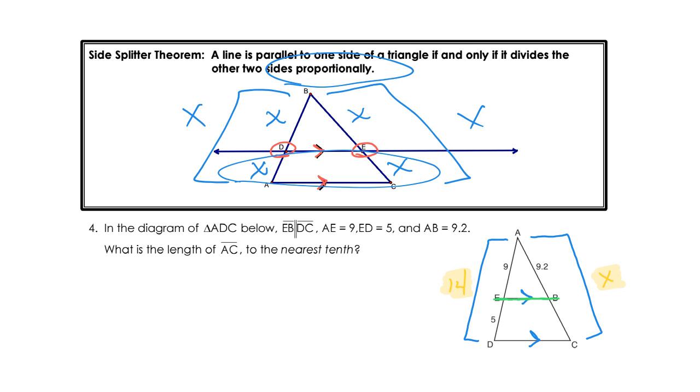Okay. And now I need one more set of pieces that match. And you'll notice down here I have 5, but I don't have BC. But up here I have 9 and I have 9.2. And so now I found my 4 pieces, and now we're going to go ahead and put them in a fraction equal to a fraction, called a proportion.